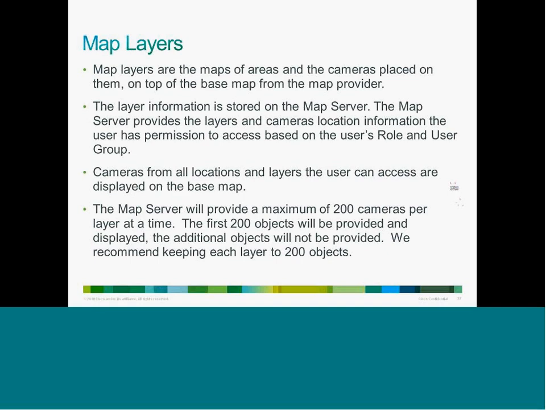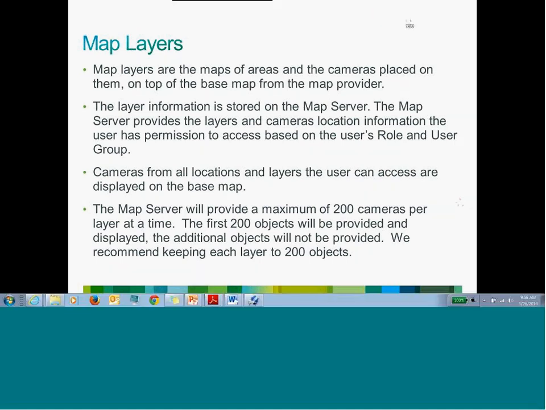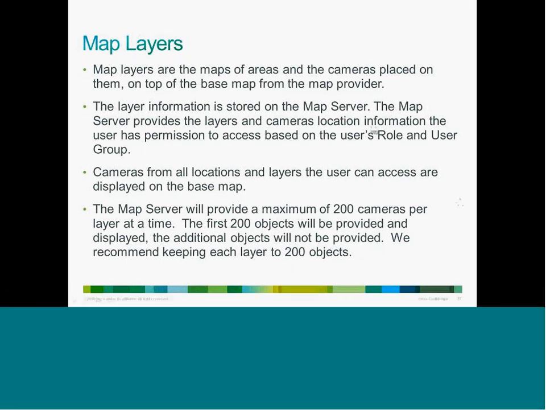The cameras which are in the layers on top of the base map will also show up as part of the base map. The layers can have a maximum of 200 cameras displayed at a time. Beyond 200, it's going to be ignored, and so we recommend not doing it for more than 200 objects. That itself is quite a bit clunky.